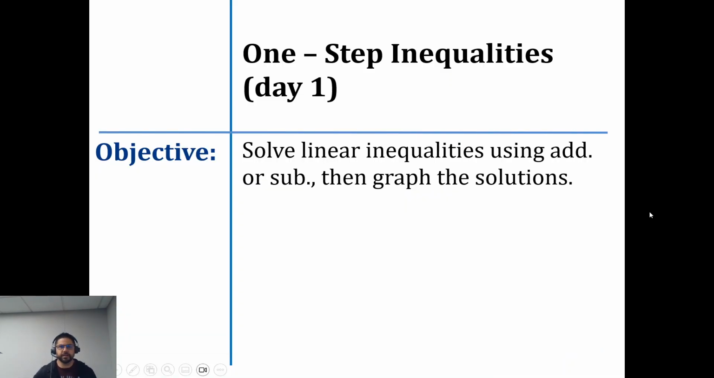Hello, superstar. So today we are looking at our inequalities. But the good news is we're going to refresh our memory and look at some of the 7th grade information first. So our objective again, it says solve our linear inequalities using addition or subtraction. So basic information first, and then we're going to graph our solutions.